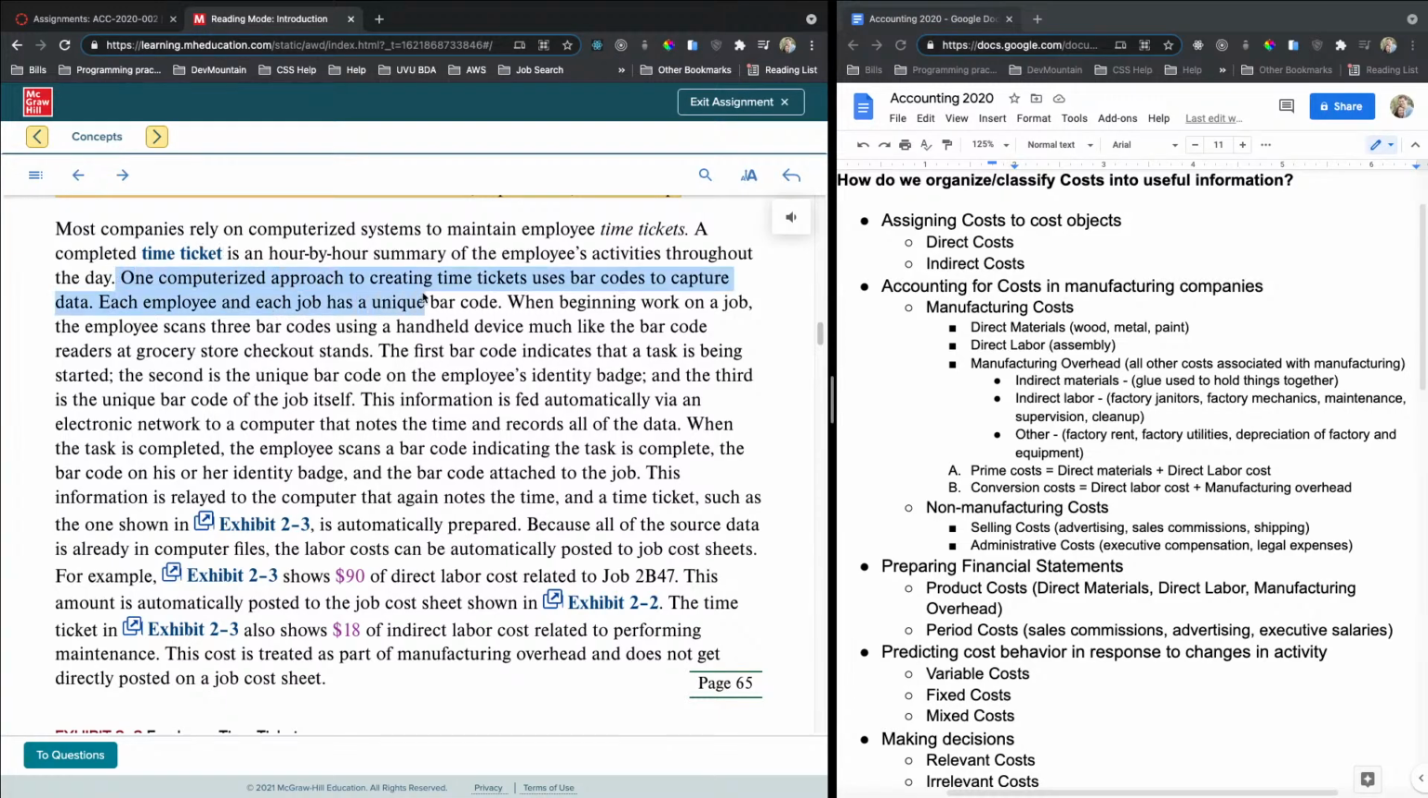One computerized approach to creating time tickets uses barcodes to capture data. Each employee and each job has a unique barcode. Oh, this is unique to manufacturing. When beginning work on a job, the employee scans 3 barcodes using a handheld device, much like a barcode reader at grocery store checkout stands.